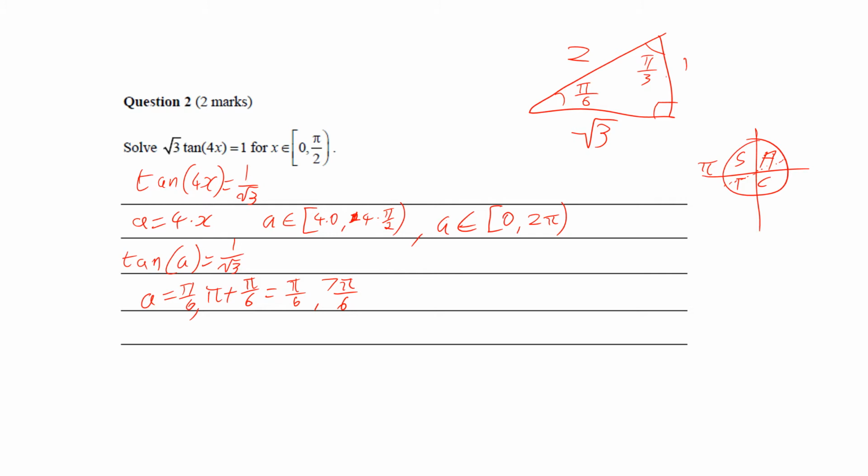We need to solve it for x. So I can make my substitution back. I can make my substitution a is the same as 4x. So these numbers that I've got here, these are the same as a. So this is going to be equal to 4x. So this means that I divide both sides by 4. That will give me my x value. So pi over 24, 7 pi over 24 is equal to x. And if you're feeling a bit apprehensive about the domain restrictions, you could check, is pi on 24, is 7 pi on 24, are they between 0 and pi on 2? And yes, they are.